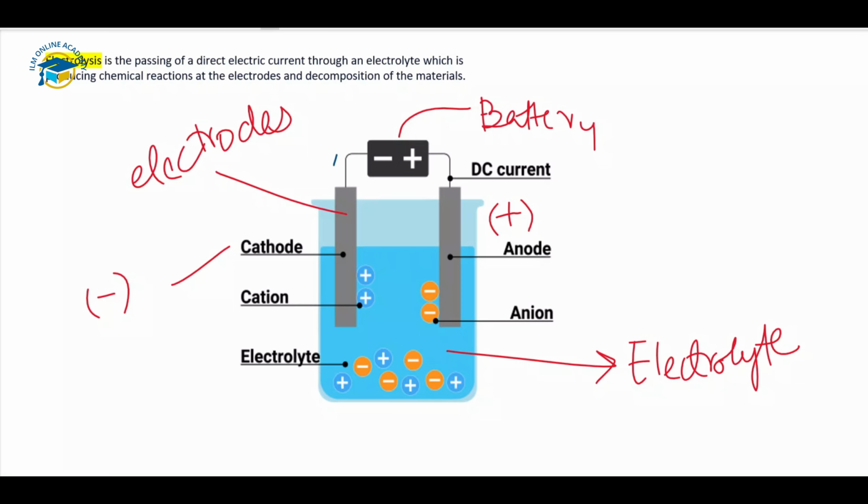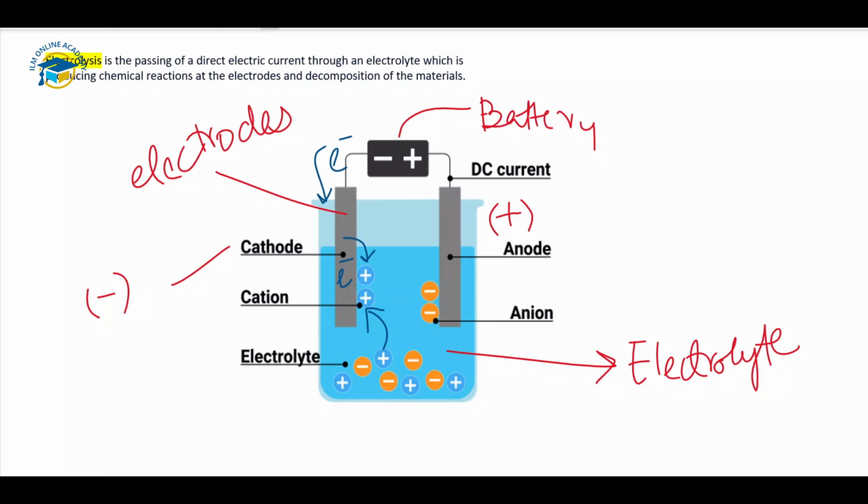The passage of electric current is like this: from the negative terminal of the battery, electrons move towards the cathode. In our electrolyte, we have positive and negative ions. Positive ions are attracted towards the cathode. When they are attracted, what will happen? As the cathode has negative electrons, these electrons are taken by the positive ions and they are deposited on the cathode as neutral substances.